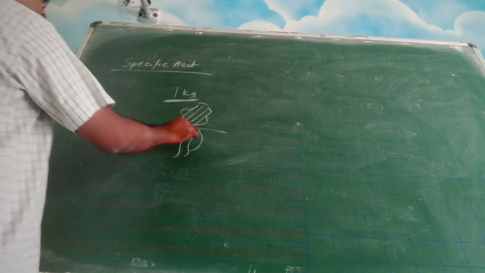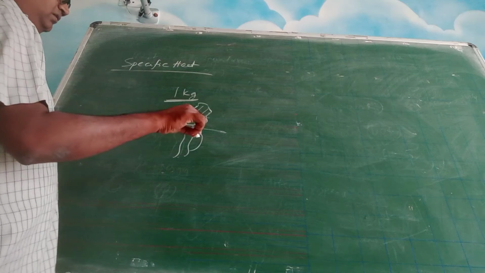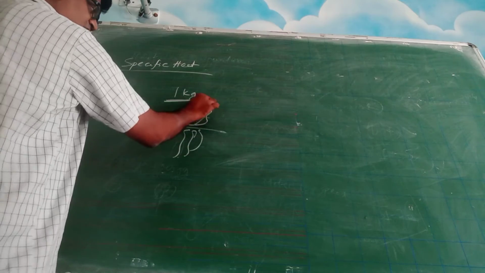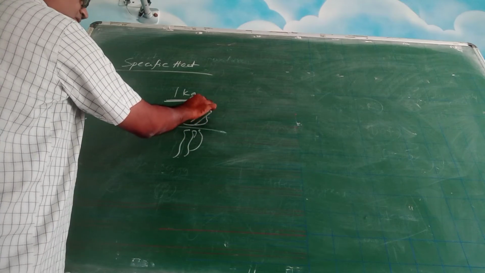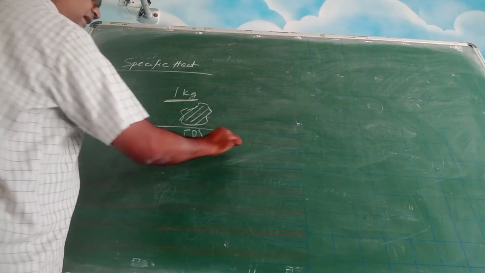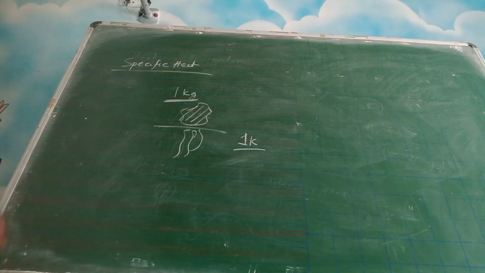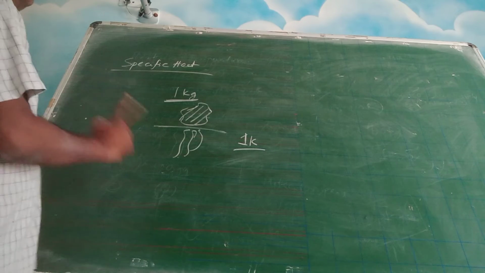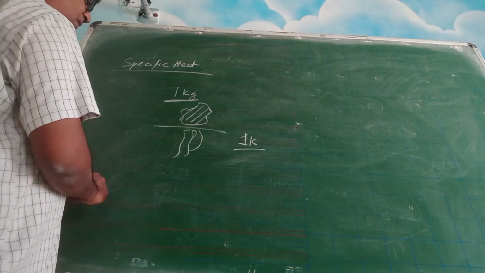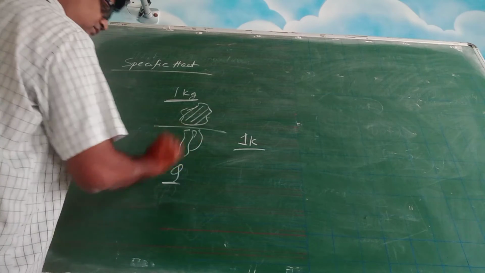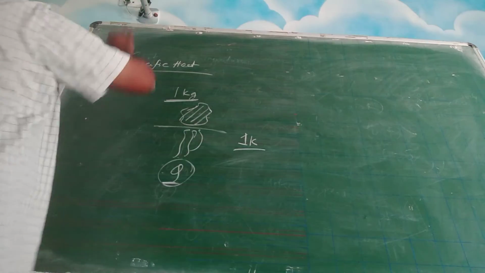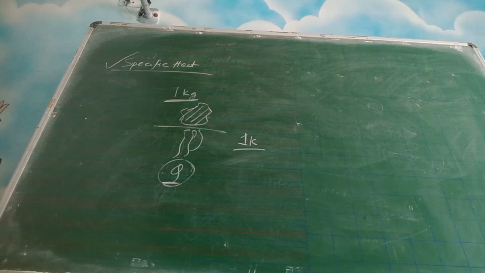So specific heat is that heat which raises this substance of 1 kg mass by 1 Kelvin. 1 degree rise. It should get a 1 degree rise. How much heat? You must have given some heat here. So this heat is your specific heat.